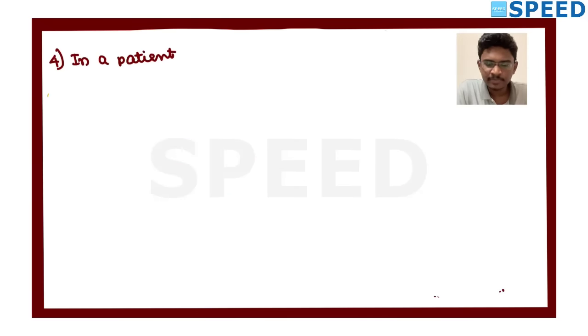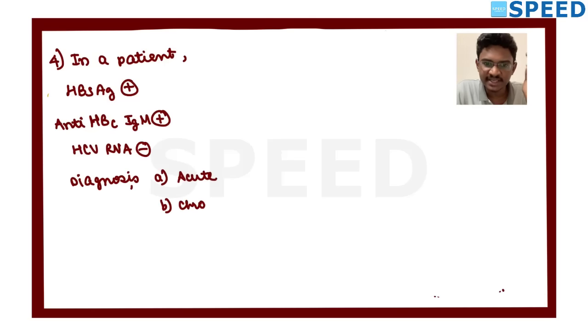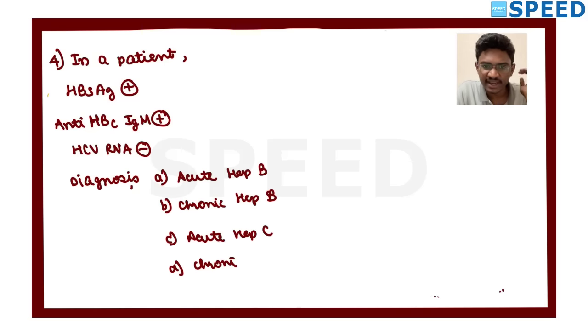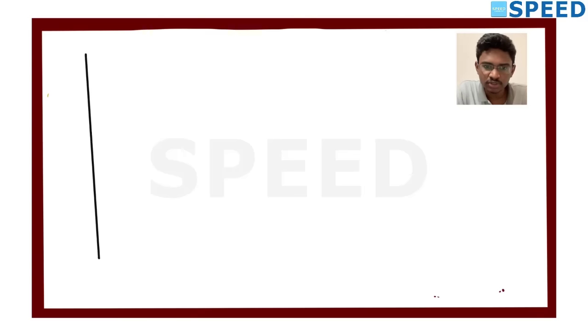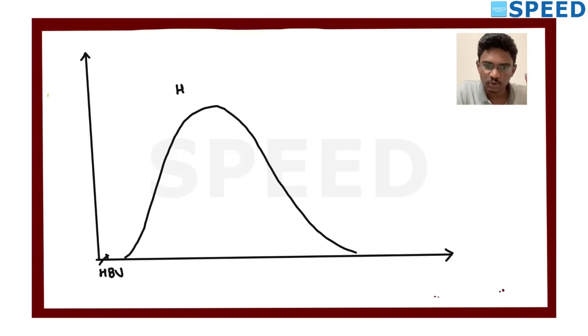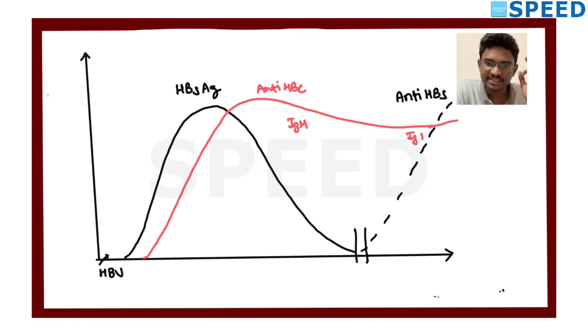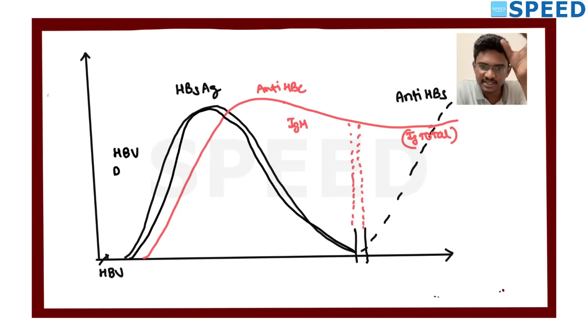The serology is given. Hepatitis B surface antigen is positive, and IgM for anti-HBc is positive, and HCV RNA is negative. So the diagnosis is, because in acute infection, HBsAg will be positive, will be the initial to rise, and HBV DNA will be rising along with it. And after some time, IgM for the core antigen, anti-HBc, will rise. Okay, and it will stay positive even in the window period. In the window period, nothing will be positive except IgM anti-HBc. So they are asking about this period, which is nothing but acute hepatitis B.